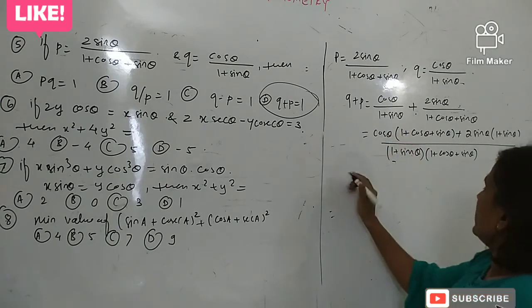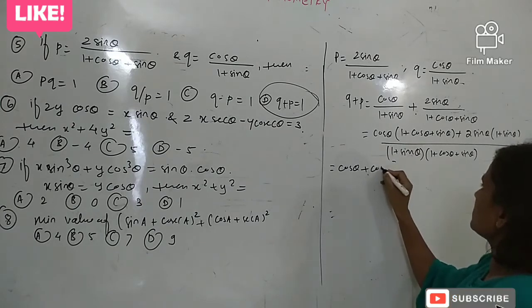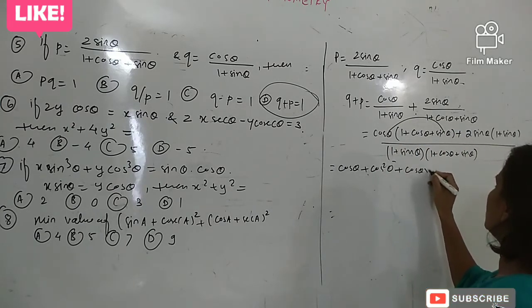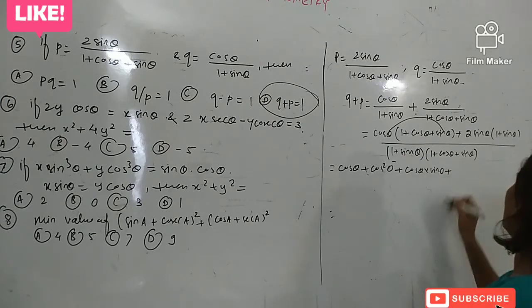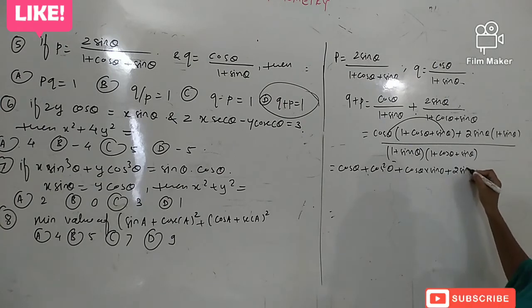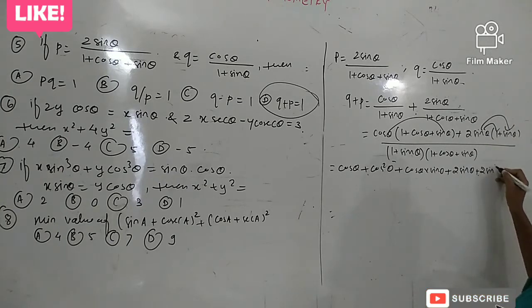Now just do all the calculation. Cos theta into 1 is cos theta. Cos into cos is cos square theta. Then cos into sine is cos theta into sine theta. And 2 sin theta into 1 is 2 sin theta. And 2 sin theta into sine theta is 2 sine square theta.